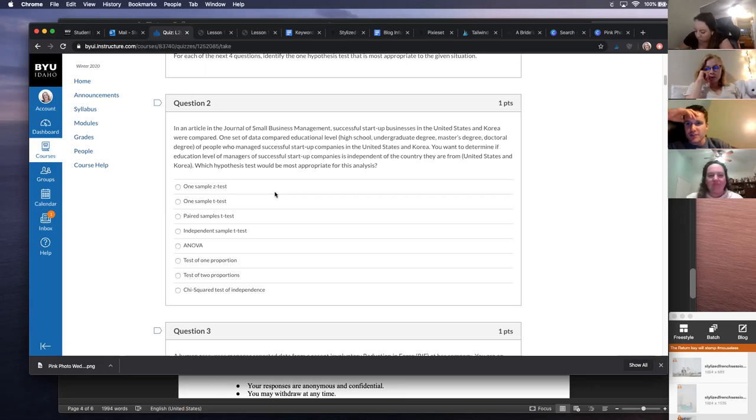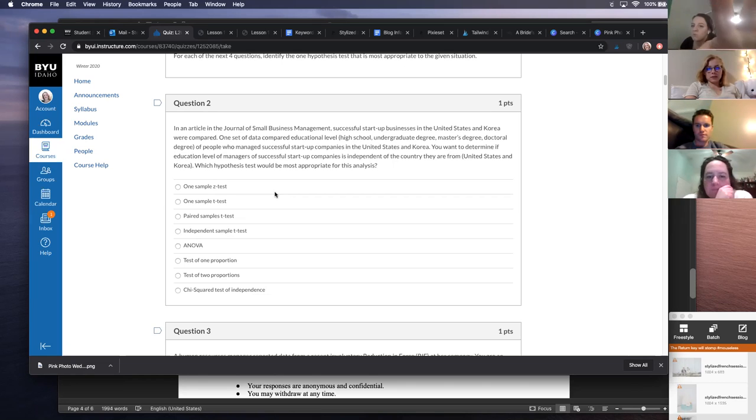An article in the Journal of Small Business Management, successful startup businesses in the United States and Korea were compared. One set of data compared educational level, high school, undergraduate degree, master's degree, doctoral degree, of people who managed successful startup companies in the United States and Korea. You want to determine if education level of managers of successful startup companies is independent of the country where they are from, United States and Korea. Which hypothesis test would be most appropriate for this analysis?